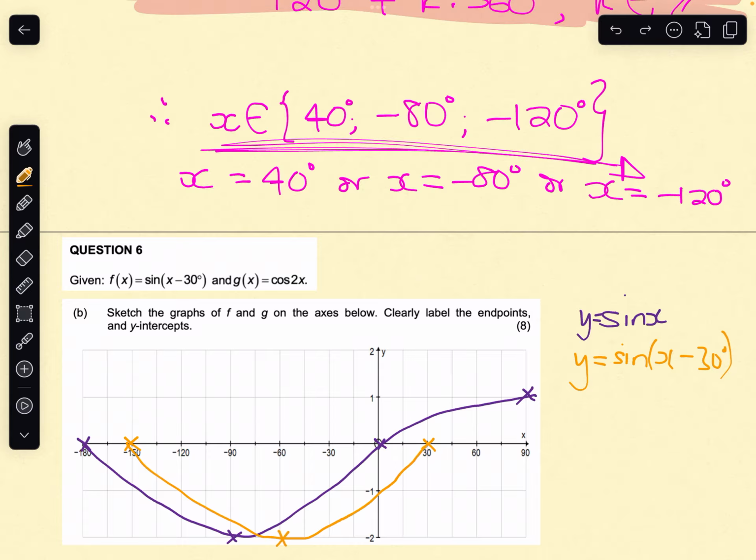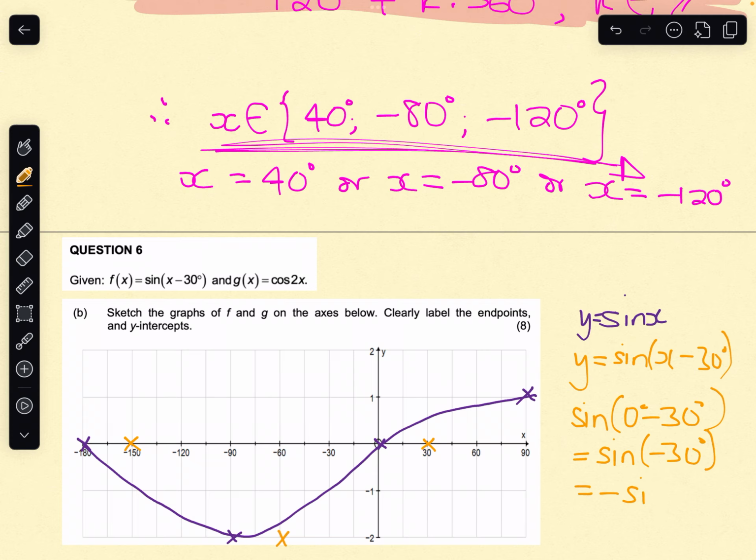Oh, I don't know what the y-intercept is. Maybe I should have worked that out first. Okay, the y-intercept would occur when x is 0, right? So that is sine of negative 30, which is the same as negative sine 30, which is the same as negative a half. So the y-intercept would be somewhere here.